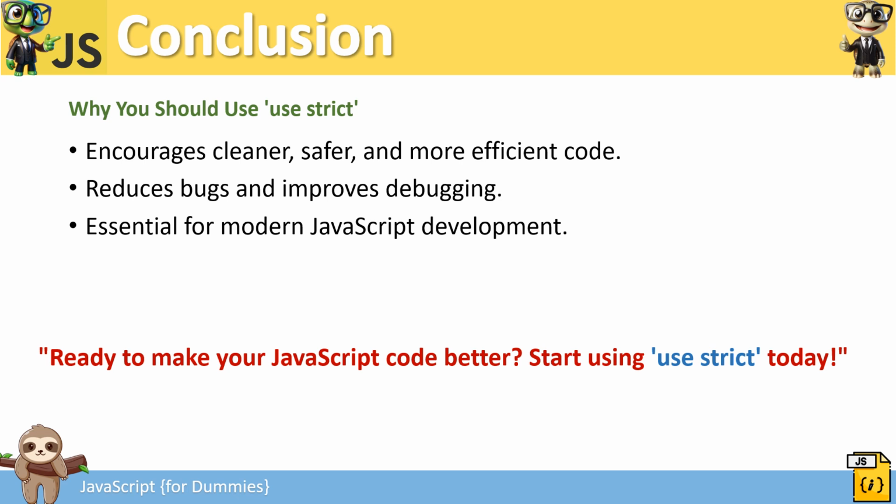Okay, so why should you use strict mode? It encourages cleaner, safer and more efficient code. It reduces bugs and improves debugging, essential for a modern JavaScript developer. Any modern JavaScript developer who doesn't use strict mode is missing out on many things, and is letting you know that he's not a professional JavaScript developer. Using use strict is one good sign of a professional JavaScript developer. So, ready to make your JavaScript code better? Let's start using strict mode every day on every single piece of JavaScript code.